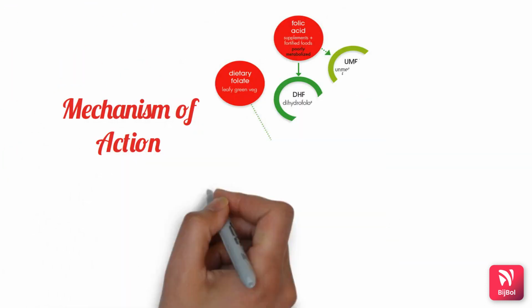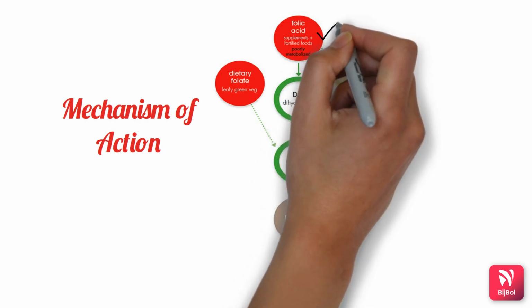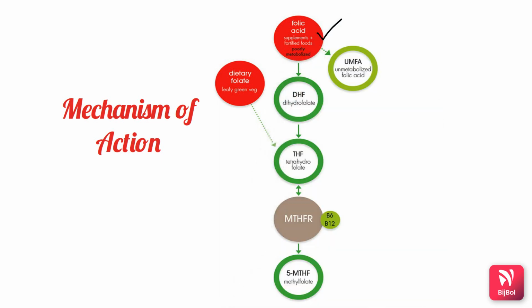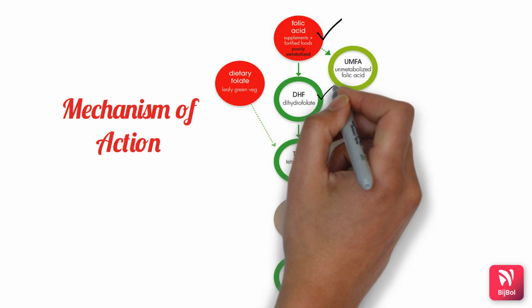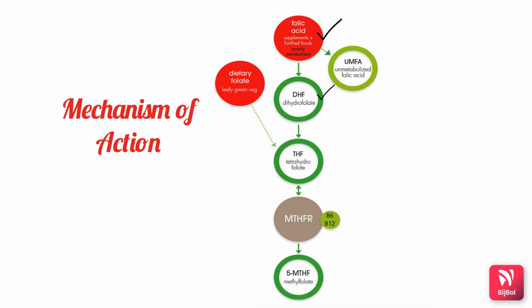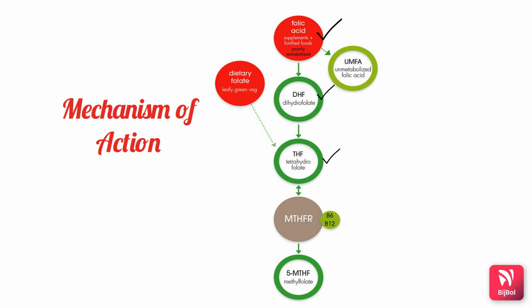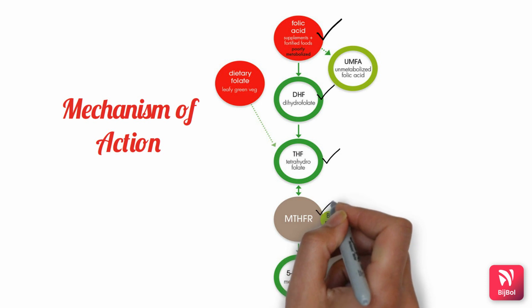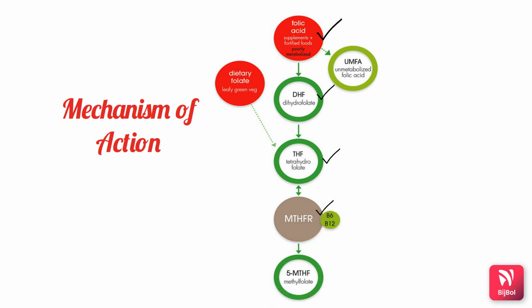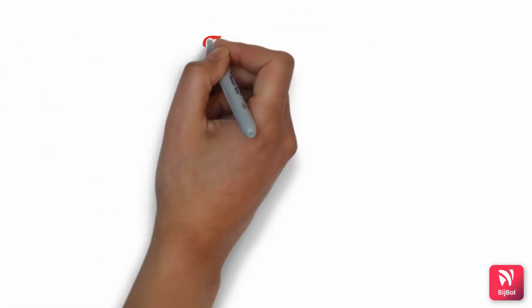Coming to the mechanism of action of folic acid, if you can see in this picture, folic acid from the fortified foods is an unmetabolized form of folic acid, which is converted to dihydrofolate. From this dihydrofolate, tetrahydrofolate is formed. Usually in the green leafy vegetables, we get this tetrahydrofolate. From tetrahydrofolate, methyl tetrahydrofolate is formed, from which finally methyl folate is formed, which is the active metabolite of folic acid, involved in various enzymatic reactions in the body. So this was all about the mechanism of action of folic acid.